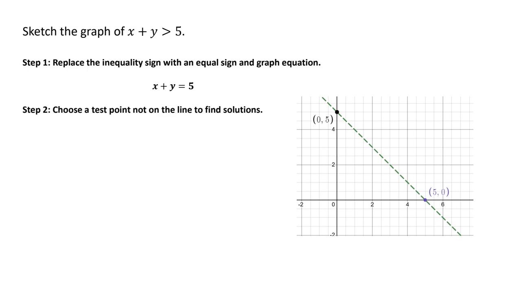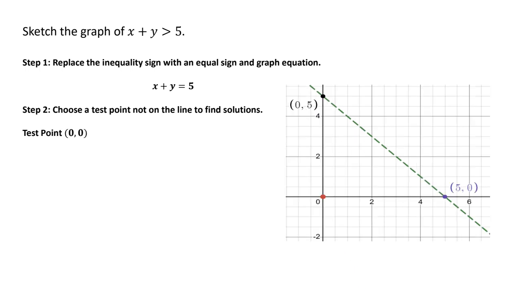The step number 2 is going to be to pick a test point. Now you can pick any test point that you want as long as it's not on the actual line. The easiest test point to pick, if it's available, is 0, 0. And you'll see why here in a second. So again, as long as your point is not on the actual line, then you can pick it as a test point. So let's select 0, 0 as our test point.